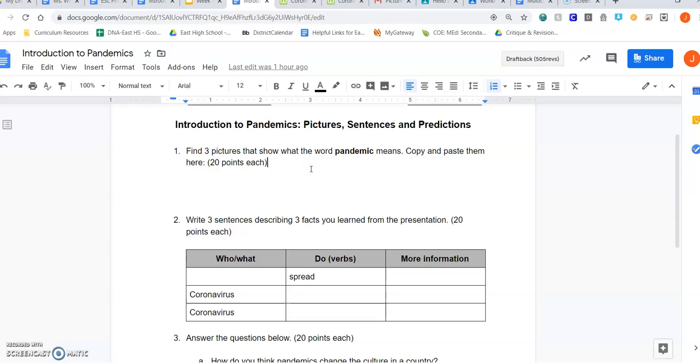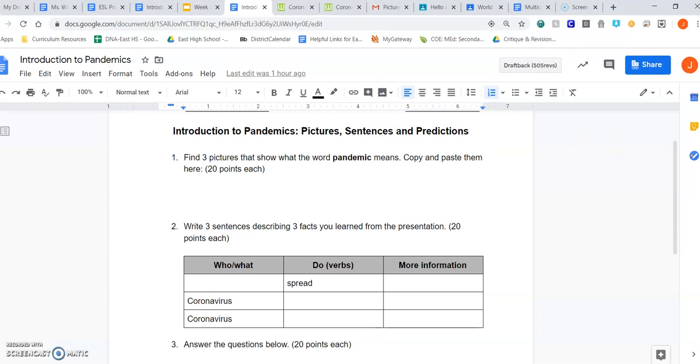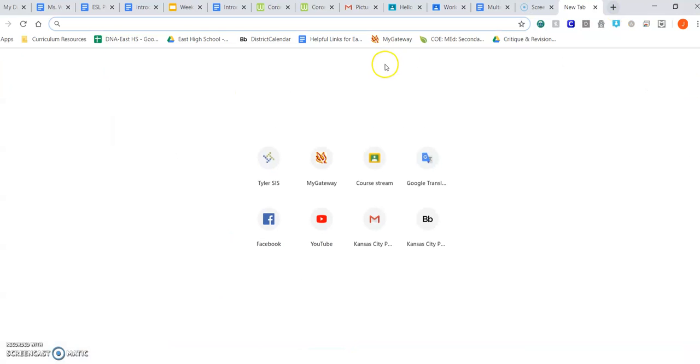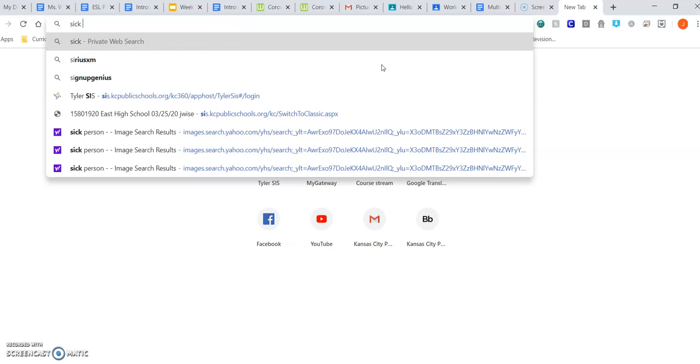Okay, so when I think of the word pandemic, I think of disease. I think of sick people. I think around the world. So I might Google those 3 things into Google Images and see what pictures show up. So I'm going to go up here so you can see my different tabs. I go to New Tab, and I go Sick People.